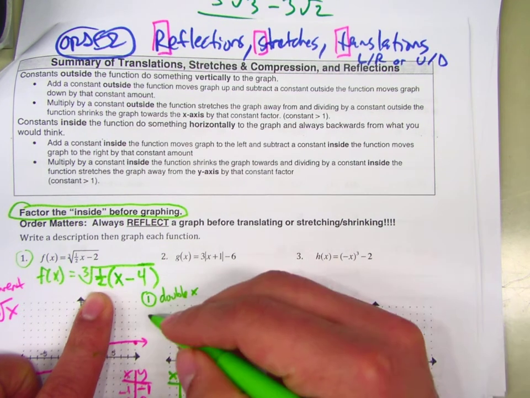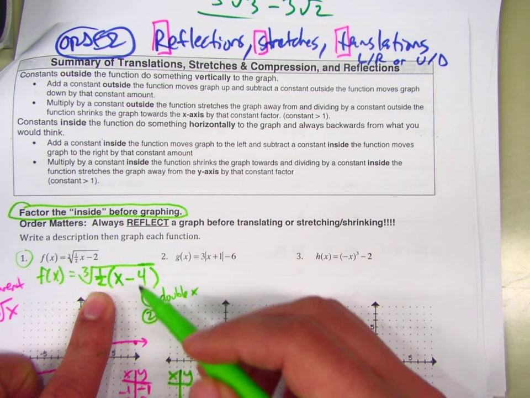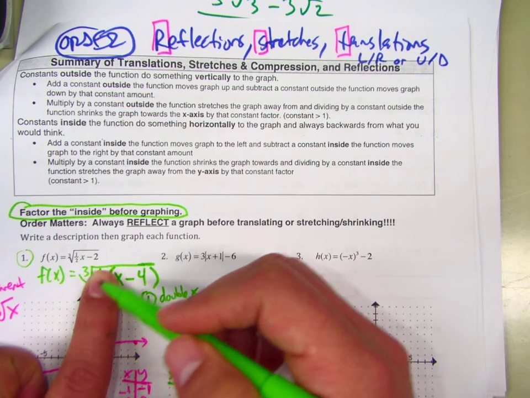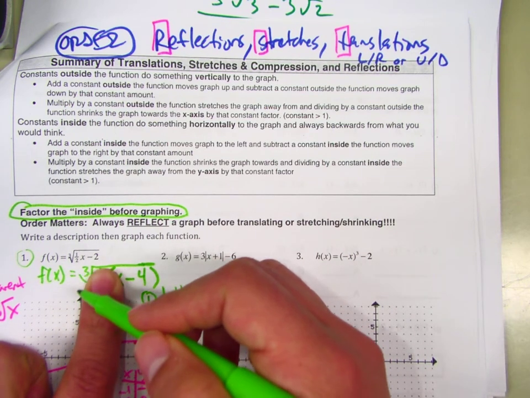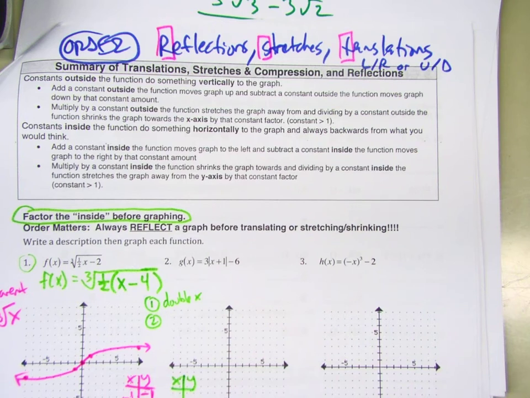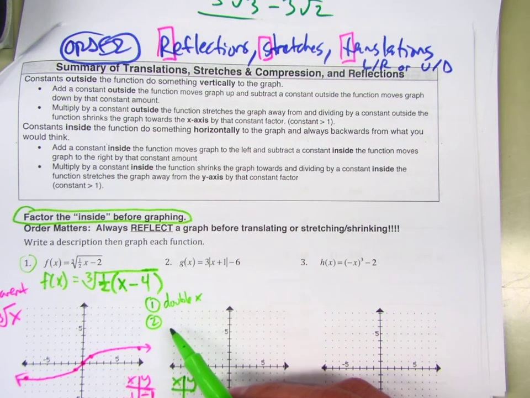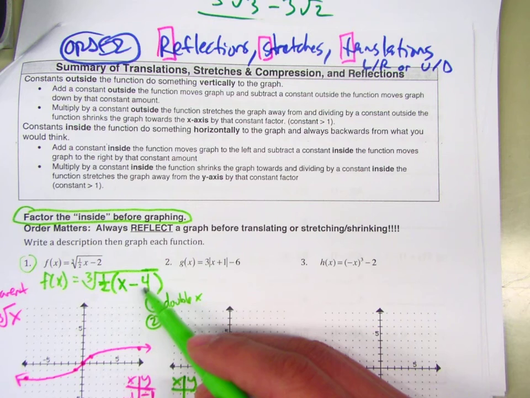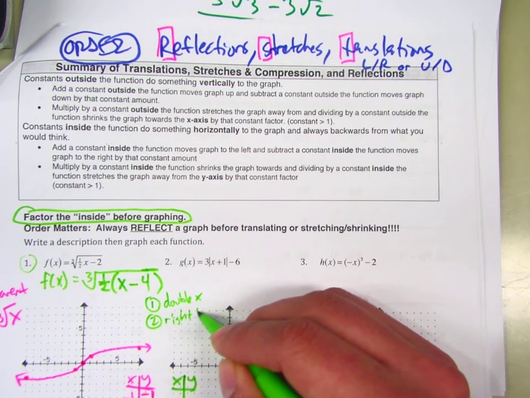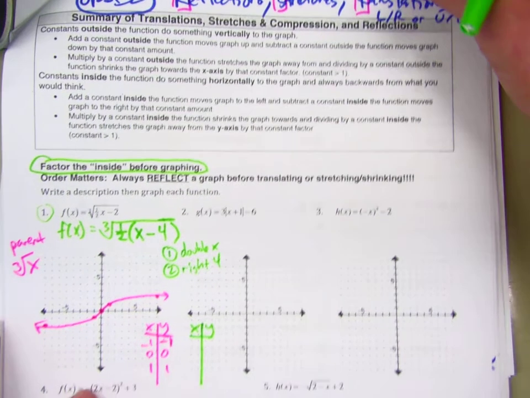The second thing we're going to do, is there any more stretching? I kind of alluded to the fact that there isn't. If there was a number on the outside here, we would have to worry about it. But we've taken care of the 1/2, right? The last thing we're going to do is what now? Translations. And we already talked about this -4. What does that do? Moves it right 4 units. Okay?